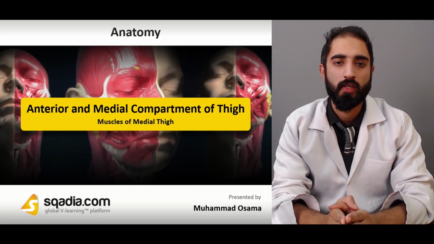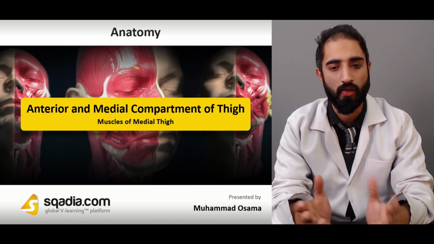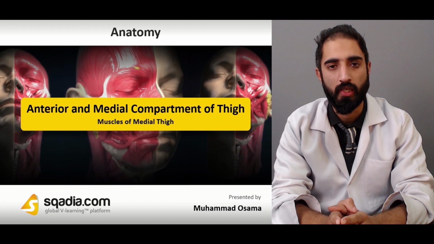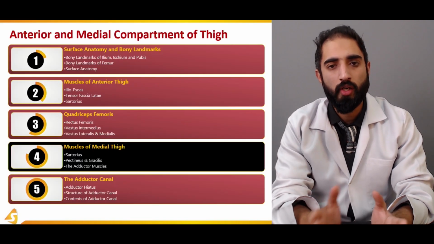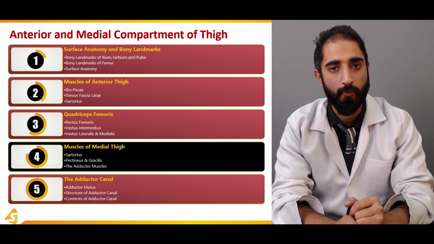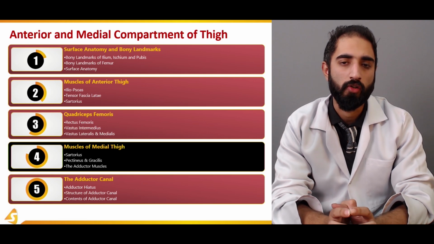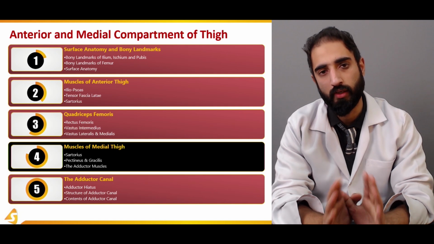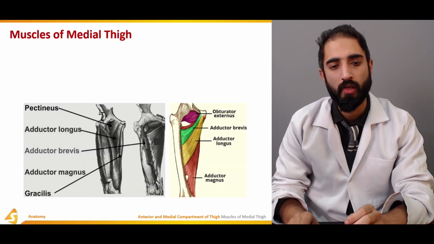As we have already discussed the muscles on the anterior aspect of the thigh, so talking about the anterior and medial compartment of the thigh, now we are going to talk about the muscles which are located on the medial aspect. So talking about the medial aspect of the thigh, we have muscles such as the obturator externus, pectineus, gracilis, and the adductor muscle group. Sometimes we also include sartorius in the medial muscle group because of its complex arrangement.